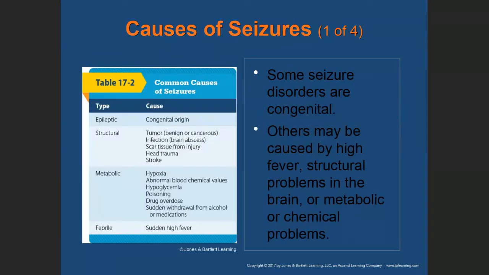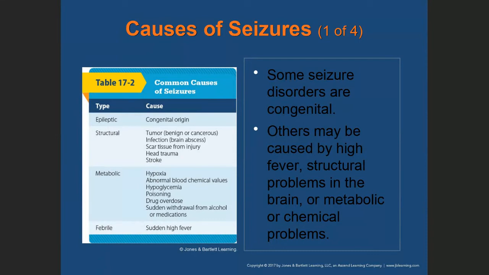Now, causes of seizures. You have quite a few causes. It can be congenital, where they have epileptic issues or epilepsy. Can be a structural problem, tumor, infection of the brain, scar tissue, head trauma, stroke. Can be a metabolic issue, not enough oxygen, imbalance of chemicals in the blood, sugar is too low, drug overdose, sudden withdrawal from alcohol or medications. Or they have a very high fever that is rising too quickly, and it causes febrile seizures.